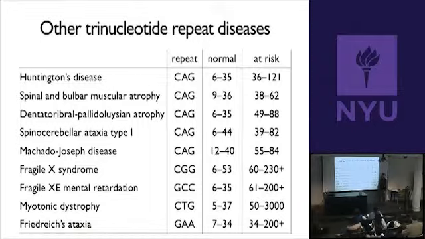What you can see is some of these repeats expand to amazing lengths. If you look at myotonic dystrophy, it's a CTG repeat. Normal range is 5 to 37. Some individuals have 3,000 repeats. Their gene just reads CTG, CTG, CTG, CTG 3,000 times.